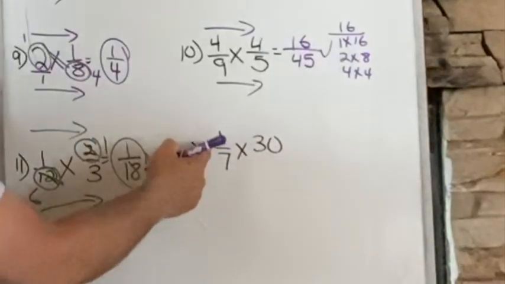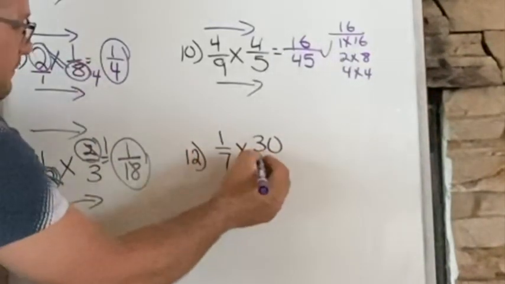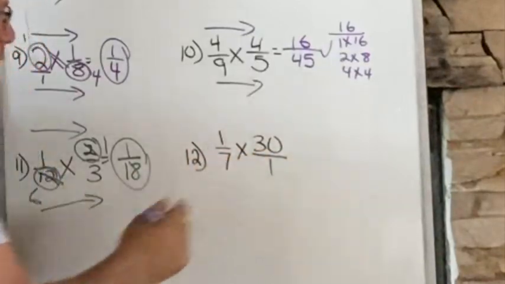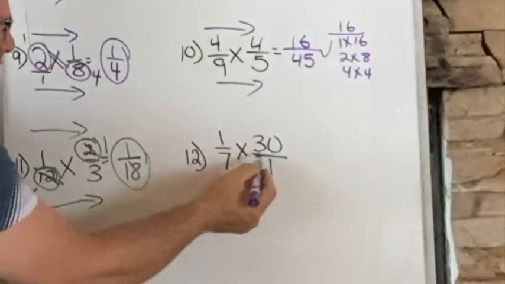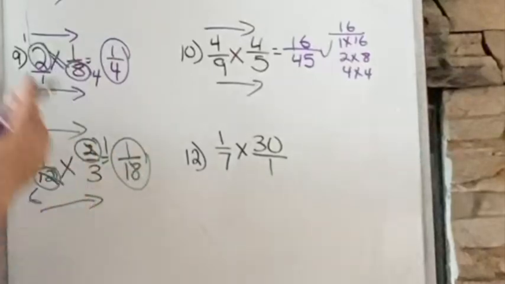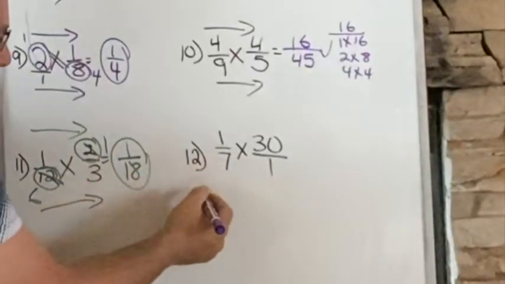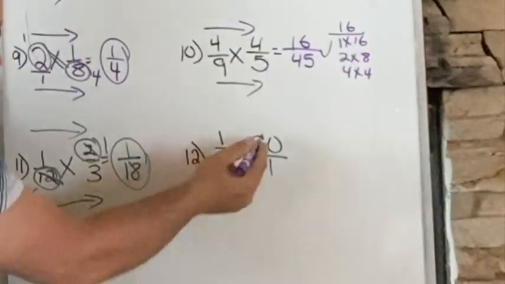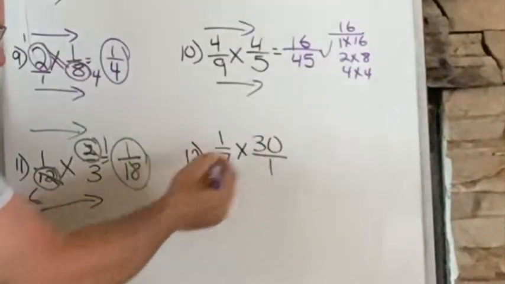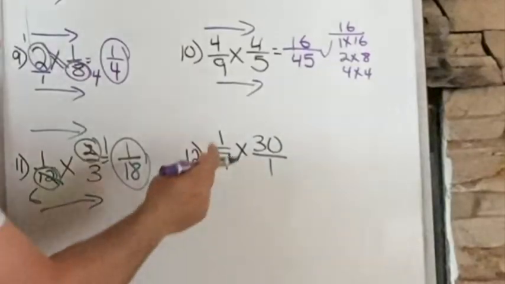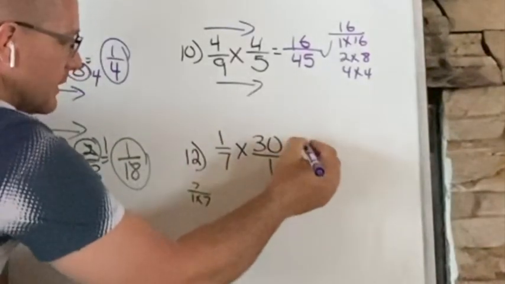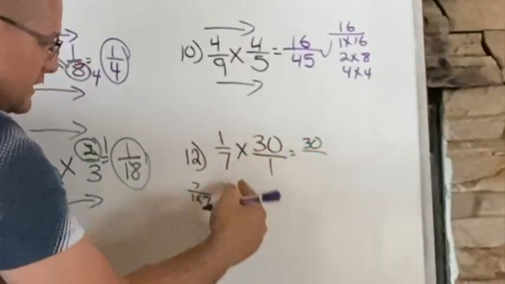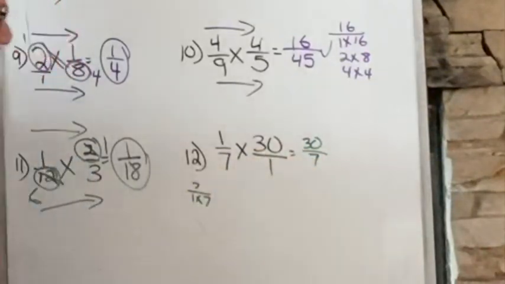Excellent. Let's look at our next one. We've got 1/7 times 30. Remember, for a whole number, just put it over 1. Well, I've got 7 and 30. Now again, if I want to see if anything goes into it, look at the smaller number. If I look at the 7, I've got 1 times 7. Well, 1 works, but that won't change it. Does 7 work? No, so I can't do anything. So let's go. 1 times 30 is 30. 7 times 1 is 7.